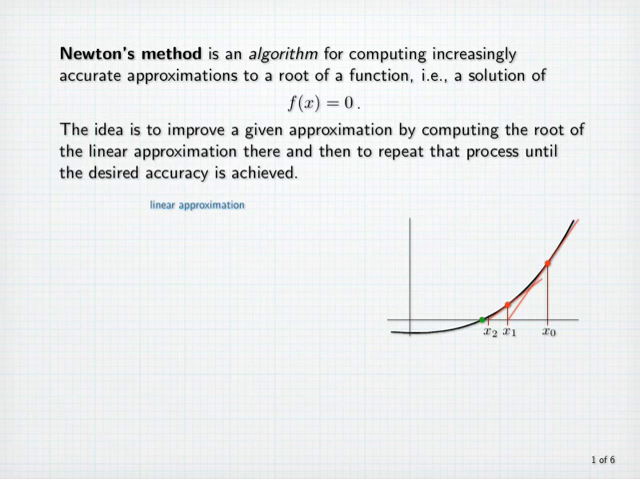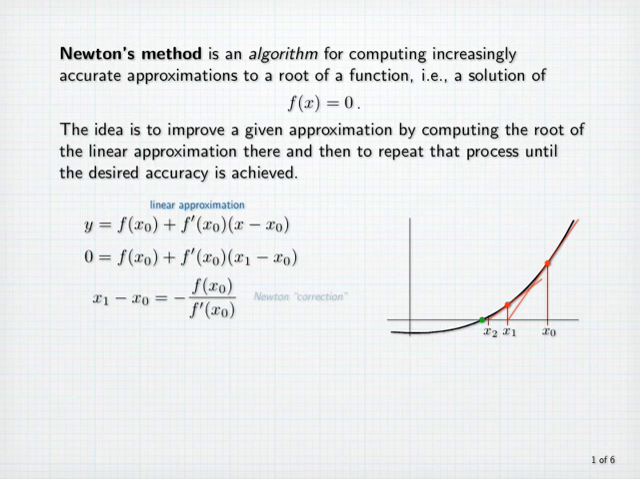Let's write the linear approximation to f at x0. y equals f of x0 plus f prime of x0 times x minus x0. We set y equal to 0, and we set x equal to x1, and now we want to solve for x1. x1 minus x0 is equal to minus f of x0 over f prime of x0. This term is sometimes referred to as the Newton correction, and so x1 is equal to x0 minus f of x0 over f prime of x0.